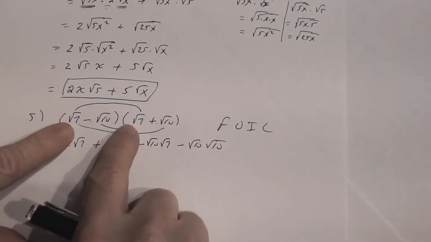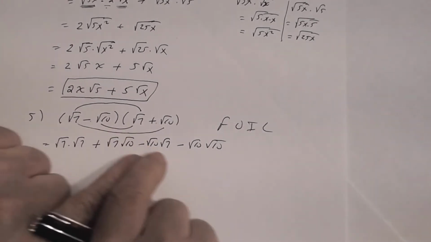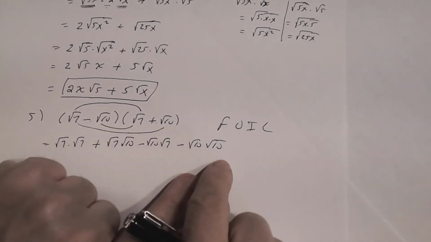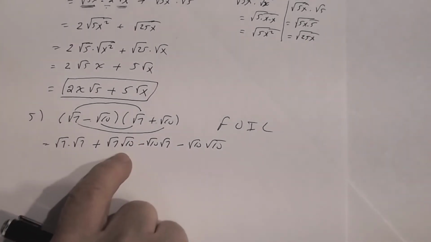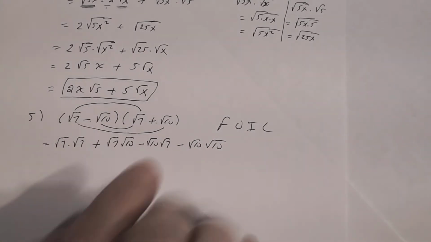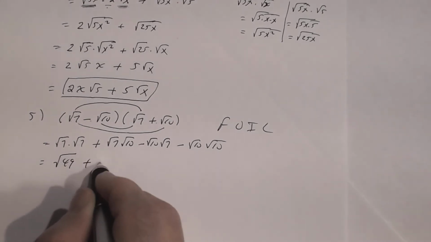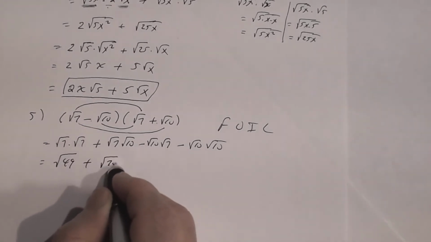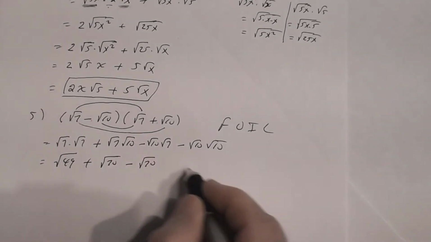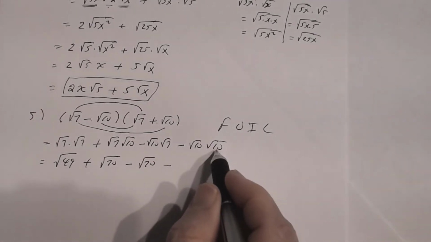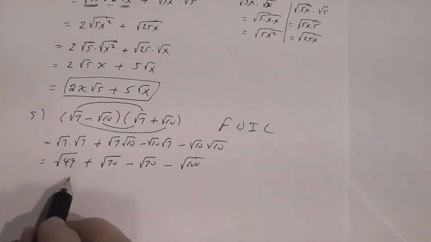So first, I multiply the first two together, that's this. I multiply the outer, that's this. I multiply the inner, that's this. And I multiply the last, and that's that, okay? Now let's use the product rule to write this as 1 square root, 1 square root, 1 square root, 1 square root. So this becomes the square root of 7 times 7 is 49, plus 7 times 10 is 70, okay, minus 10 times 7 is 70, so that's square root of 70, minus, and then the square root of 10 times 10 is the square root of 100. All agree?